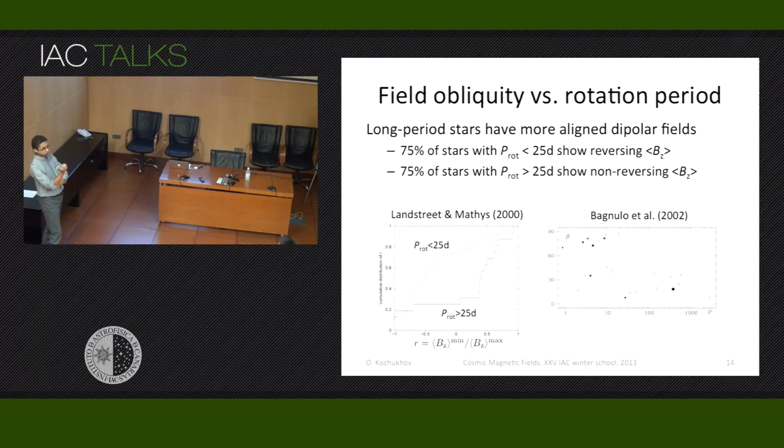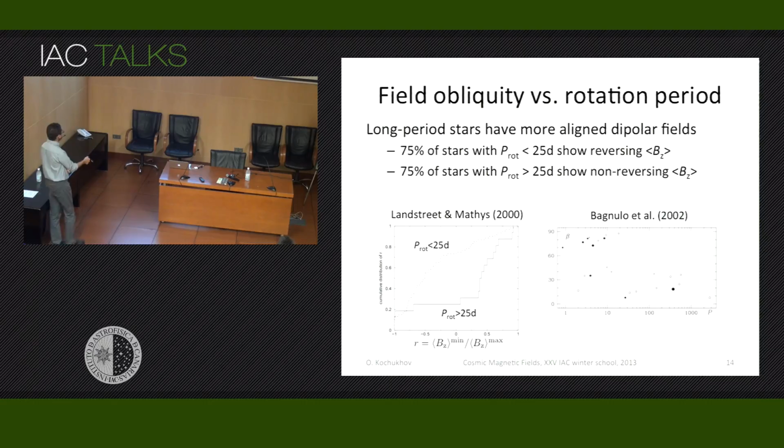So we see both poles, and the field changes sign. If this parameter has a positive sign, it means that the minimum and maximum of the longitudinal field curve have the same sign, so we are looking at the same pole, and this typically happens when the obliquity, this beta angle, is small. And so there tends to be a critical rotation period of about 25 days. Stars which have rotation periods below that have large beta angles, and stars with rotation periods above that tend to have smaller beta angles.